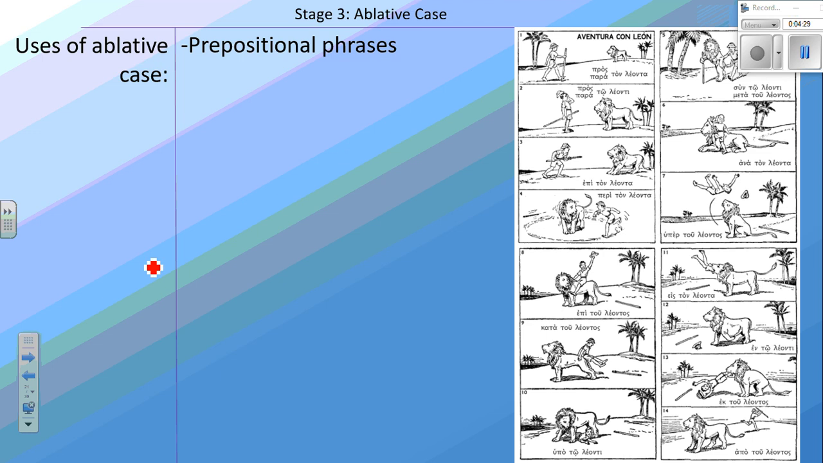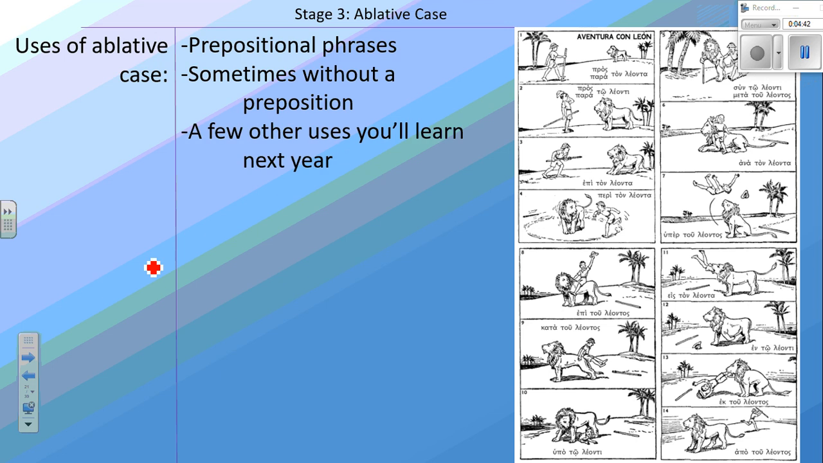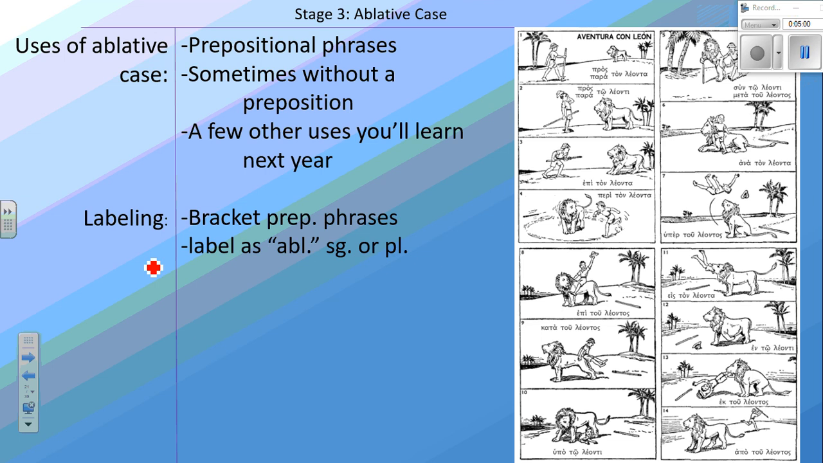So uses of the ablative case, the only one you really need to know for right now is that it's used for prepositional phrases and can sometimes be used without a preposition, but still be used for prepositional phrases. You have to make up the preposition in English. And a few other uses, you'll learn those next year as well. They're pretty simple. Ablative case tends to sort of be a catch-all case. If there's something that needs to happen grammatically that doesn't fit in another case, ablative case does it. You label it as we've been practicing by bracketing the prepositional phrase, and then label the ablative case noun as ABL, and then either singular or plural. They're pretty easy to spot.